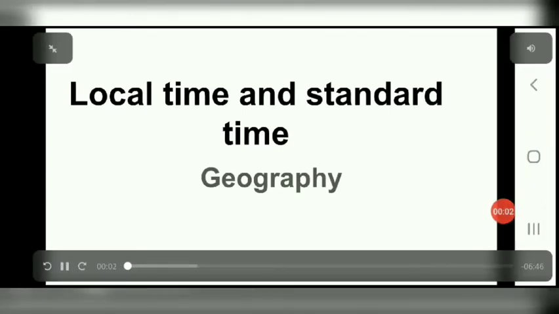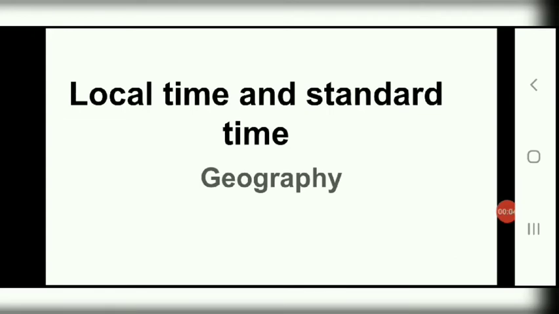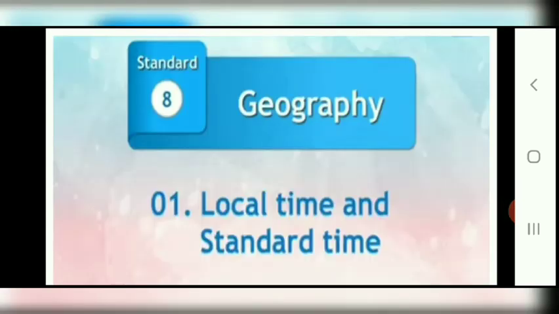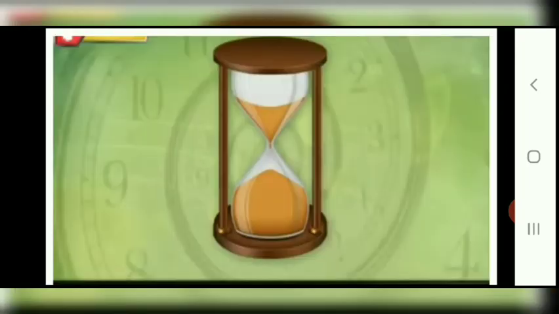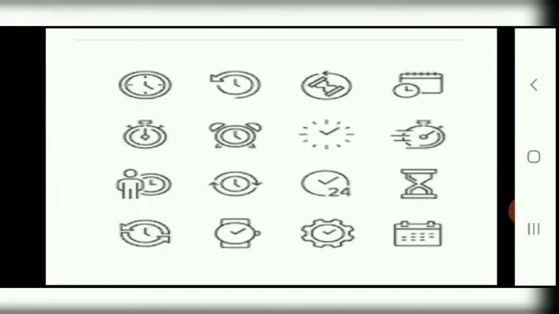Hello children. Today we are going to start with the first lesson in geography, that is local time and standard time. In olden days, time was measured with the help of the natural events of sunrise and sunset and instruments like Ghatika Patra, that is water clock, sand timer, etc. Well, in present time we have instruments like watches, calendars, etc. Right?